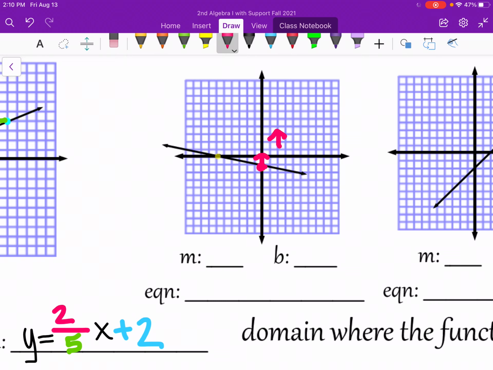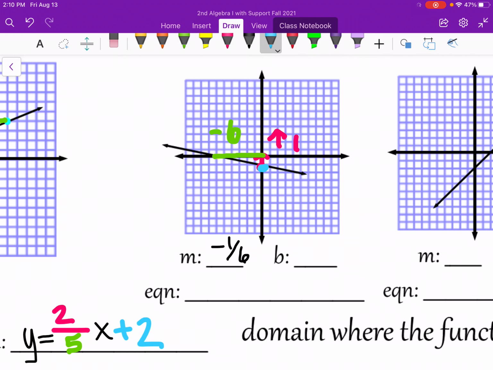I went in the positive direction, so it's 1. And then a run of negative 1, 2, 3, 4, 5, 6. So it's negative 6. So my slope is negative 1 over 6, or 1 over negative 6 would be the exact same thing.